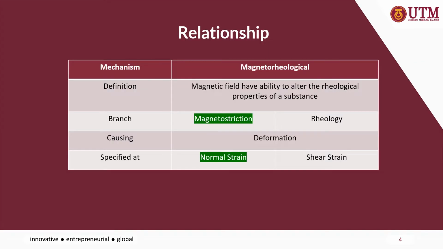But what is the relationship or connection between magnetorheological and magnetostrictive? Actually, magnetostrictive is a branch of the magnetorheological mechanism. Magnetorheological means that a magnetic field has the ability to alter the main structure. The structure of magnetostrictive material is also altered when a magnetic field is applied toward it, but only associated with deformation specified at normal strain. The relationship between them produces a kind of behavior that can change its dimension either in macro to micro scale, depending on the strength of the magnetic field.